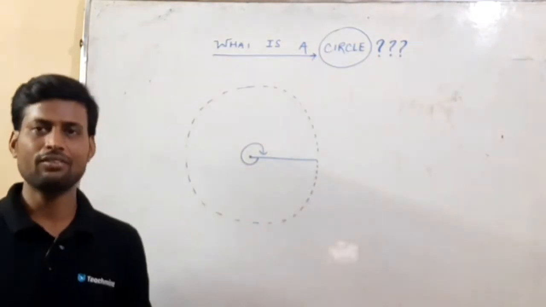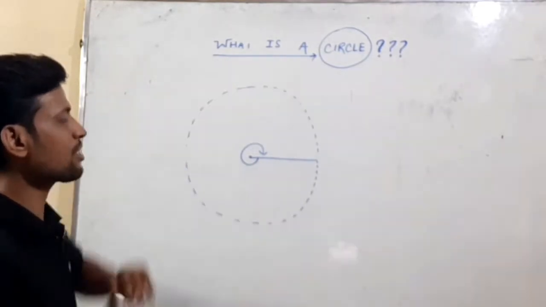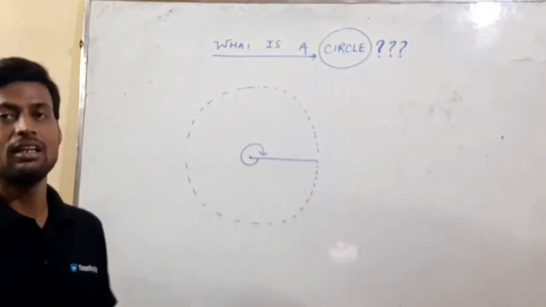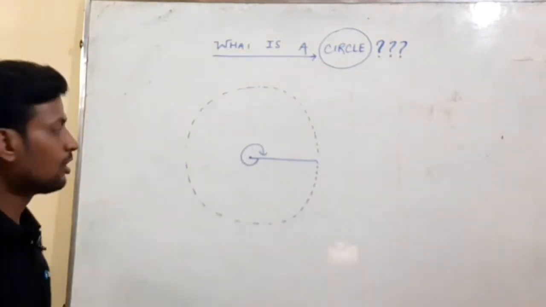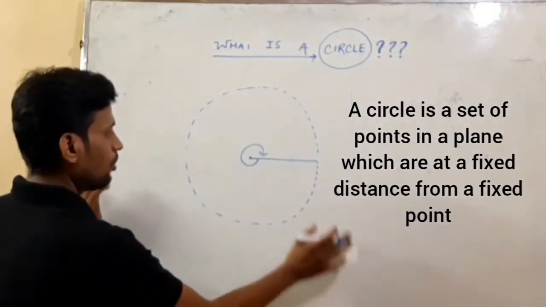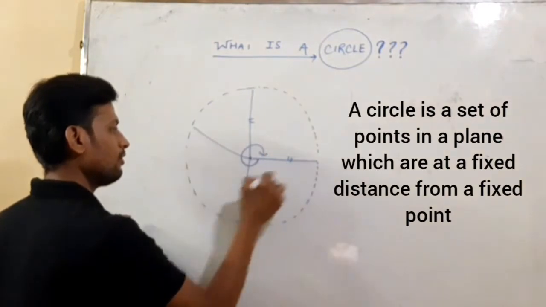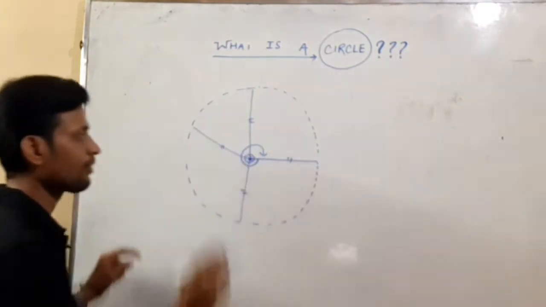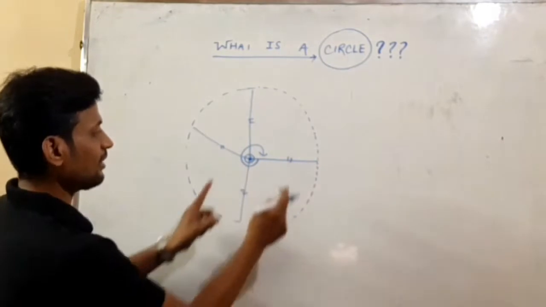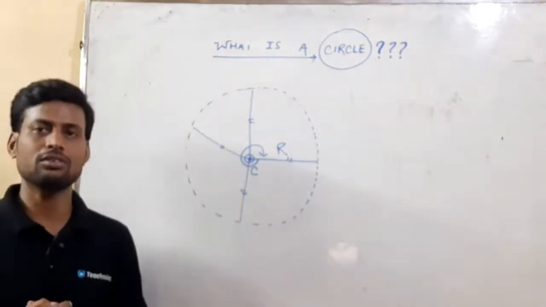Now my question is, how can a person define a circle? In order to answer this question, what is a circle, we have to focus on the process of its formation, because its formation process itself speaks about its definition. So what is the circle? It is a set of points in a plane which are at a fixed distance from a fixed point. So this is the basic definition of a circle. And this fixed distance is called radius, whereas this fixed point is called center of the circle.